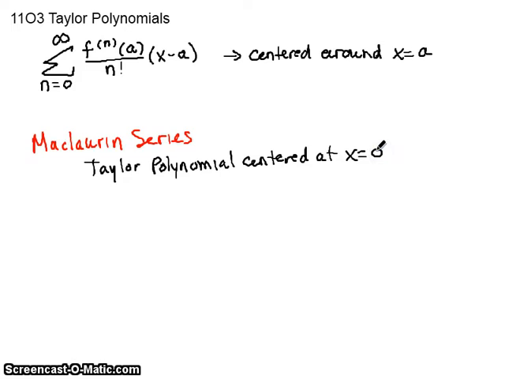So a Maclaurin series is just going to be our Taylor series or our Taylor polynomial centered at x equals 0. So we would have zeros where you see a's in the series representation above. So, how do we do this?